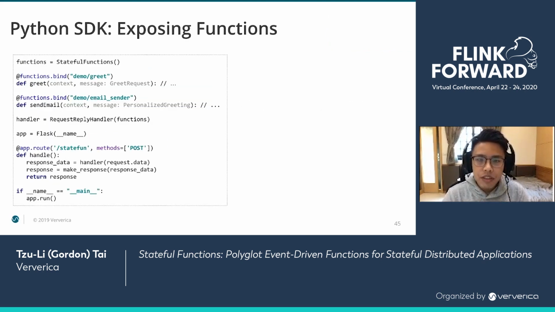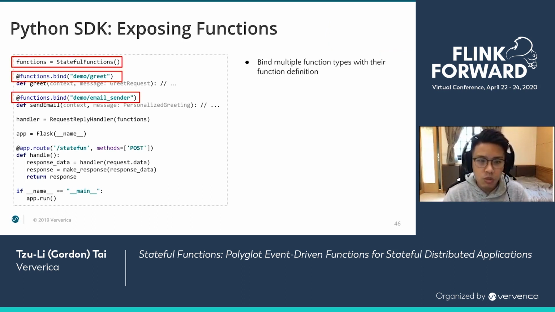And finally, the last step of implementing remote functions is exposing these functions via an HTTP service endpoint. The Python SDK also ships constructs for you to do that conveniently with any HTTP web framework of your liking. So you bind multiple functions with their function definition. As you can see here, we use this stateful functions construct that is shipped with the Python SDK, and you bind this GREET Python function with the demo greet function type, and then you bind the send email function with an email sender function type.